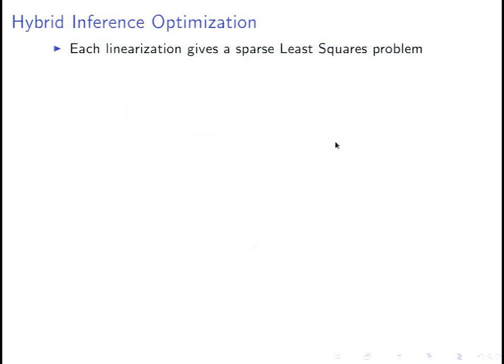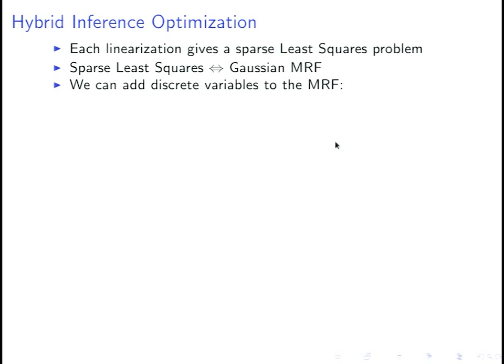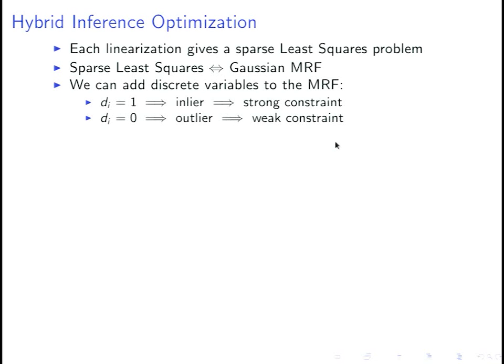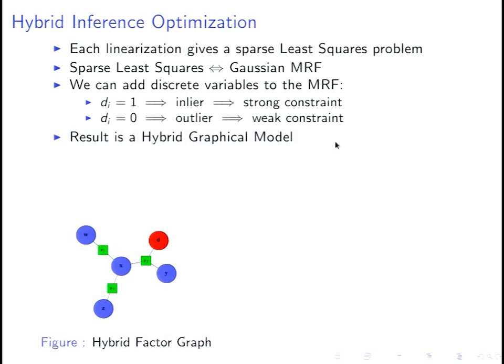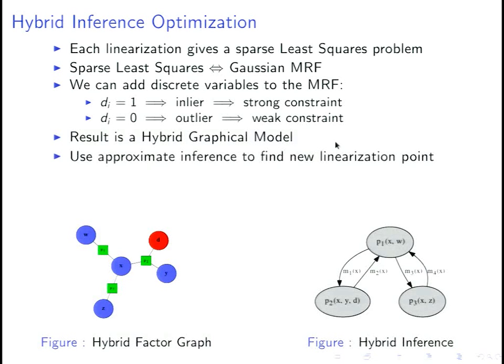So the idea is, each time you linearize, you get a sparse least squares problem. And a sparse least squares problem is equivalent to a Gaussian MRF, which has been explored in iSAM works. And the work that we're doing here is basically adding discrete variables to this MRF. And in this case, it's inlier or outlier for each loop closure constraint. And the result is a hybrid graphical model, and we come up with an approximate optimization inference algorithm that uses message passing to solve this problem and find a new linearization point.